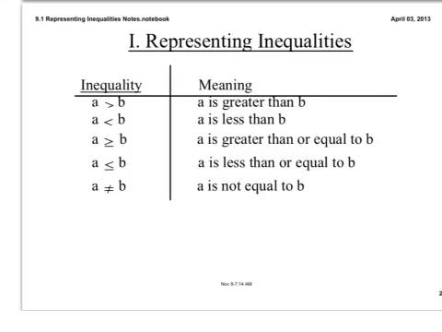Okay, so these are the 5 signs you need to know. First one is A is greater than B. Then A is less than B. A is greater than or equal to B. A is less than or equal to B. And finally, A and B are not equal. Those 5 you're going to see throughout the unit. You need to know what they mean. Hopefully this is a review of like grade 2. But these are things you'll need to know.